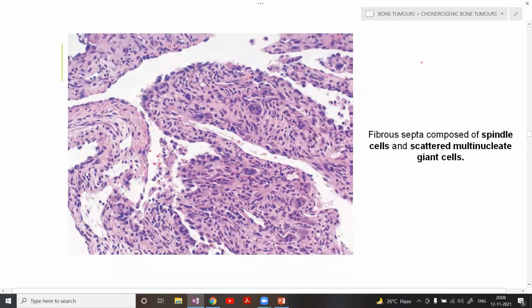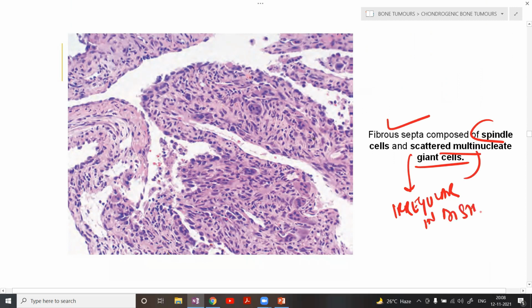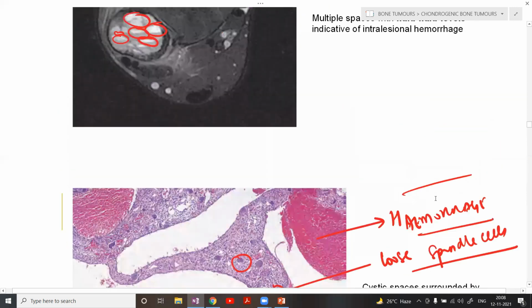Again, this is the high power view wherein we can see the fibrous septa composed of spindle cells and scattered multinucleate giant cells, and these cells are irregular in distribution, whereas in case of GCT, they were more uniform in distribution. Okay, coming over here, we will come to the differential diagnosis.